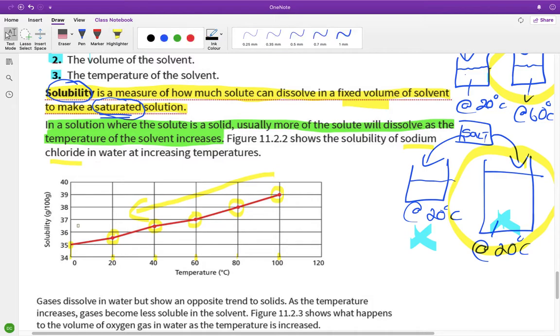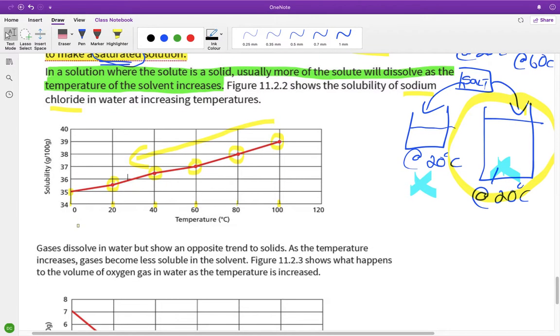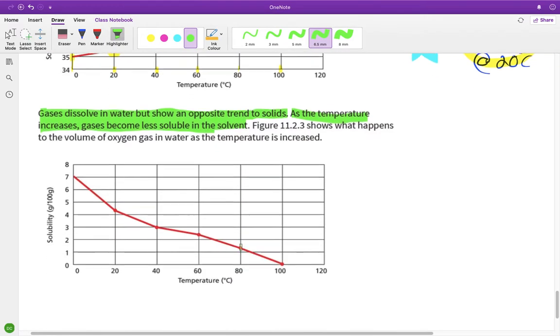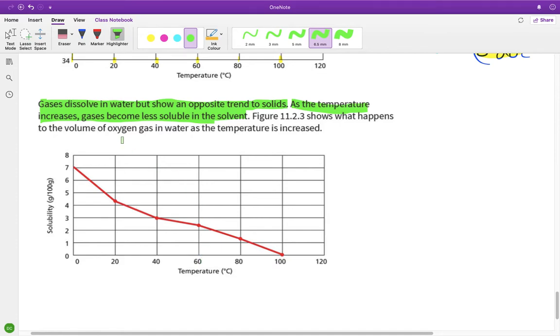Is that okay? And then the last thing I want to look at is gases and temperature. Gases dissolve in water, but they show the opposite trend to solids. As the temperature increases, gases become less soluble. So less gas can actually dissolve as you increase the temperature, so it's better at colder temperatures. And this is oxygen in water.